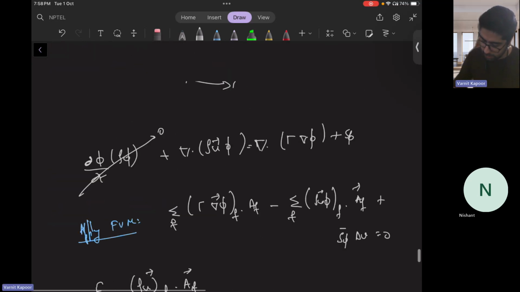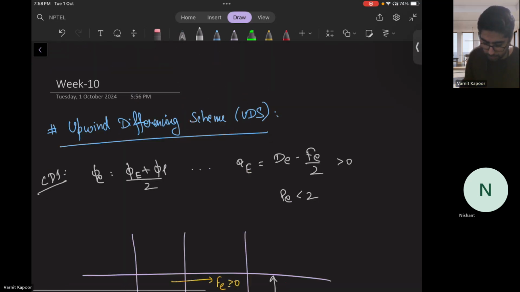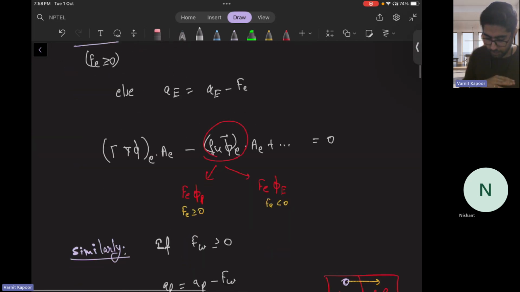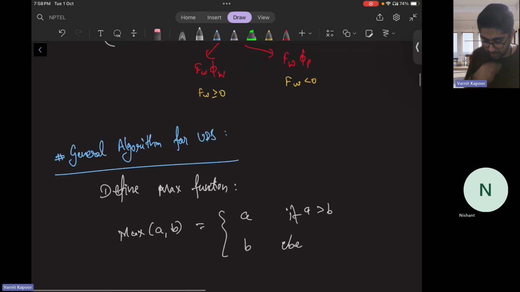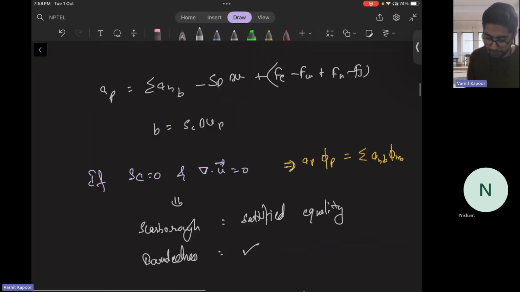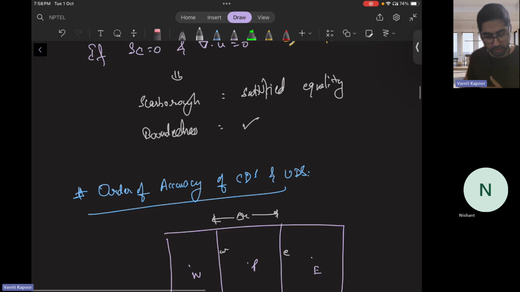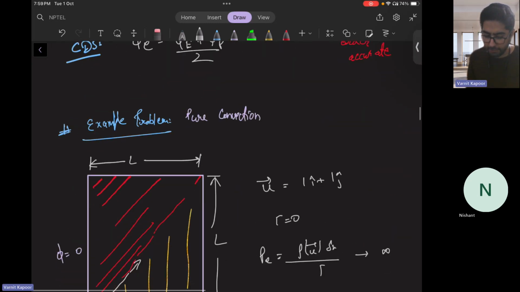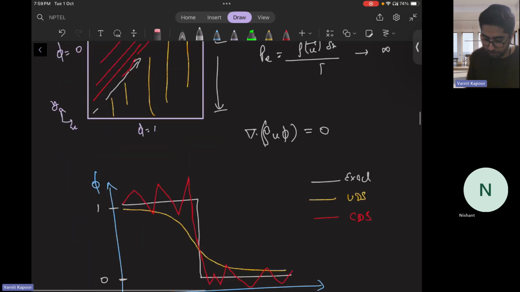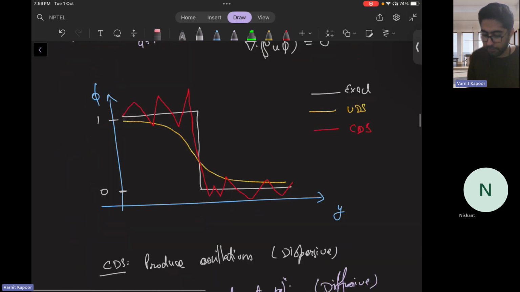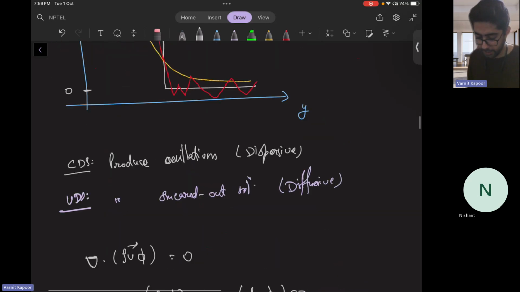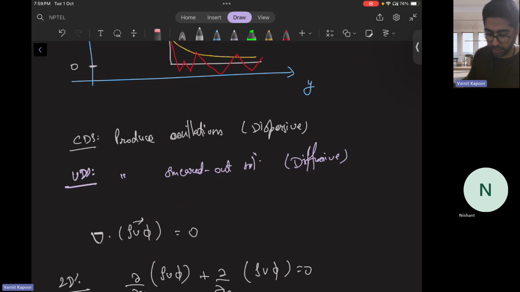So what all we discussed, let me again share. We started with the upwind differencing scheme because we had done CDS in the previous tutorial. We came across the equations and the general algorithm for UDS, which we prepared using a max function. We checked the order of accuracy for CDS as well as UDS. After that we did an example problem for pure convection, where we first saw the graphs and saw why there are wiggles or extra diffusion happening in UDS or CDS. CDS produces oscillation, whereas UDS produces diffusiveness.